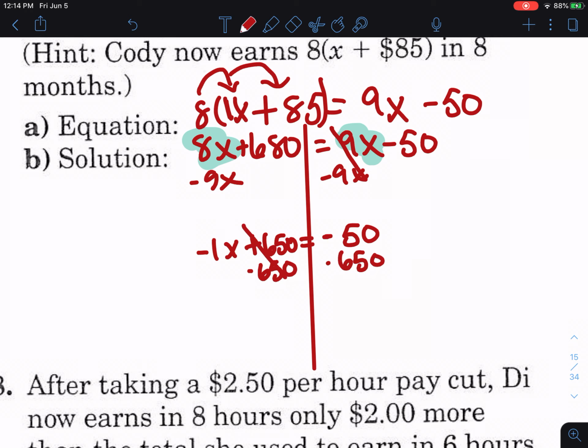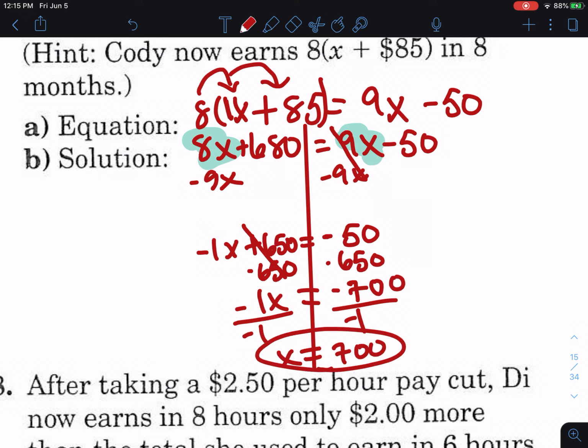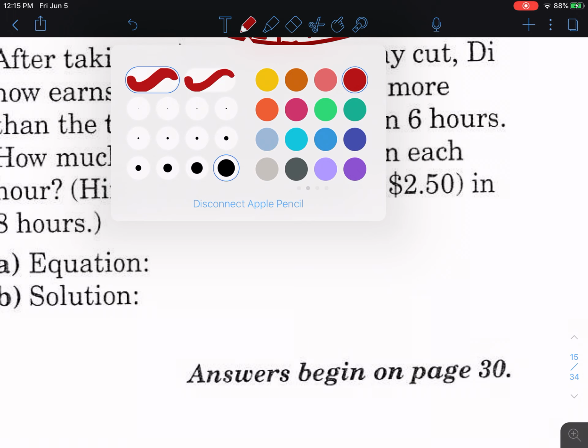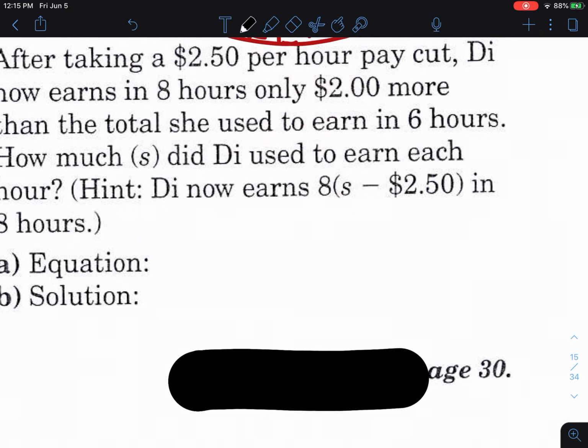So right cancels out. I have negative 1x equals negative 700. So now I got to get rid of this negative 1 right there. I do that by dividing negative 1 to both sides. So x equals $700. And if you go to this point and you end up with a negative 700, remember, it's talking about money. And if you're earning and you're working, you're not going to hopefully end up with negative money. So think about it like that too. Okay, dokie. Let me black this out so this doesn't confuse us.